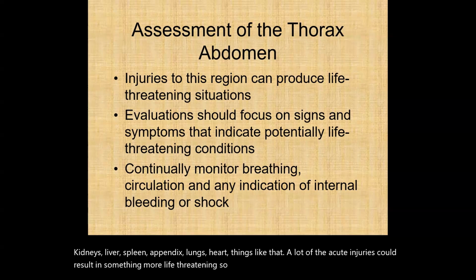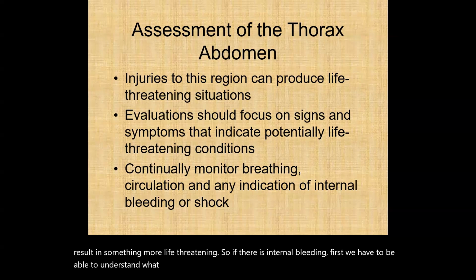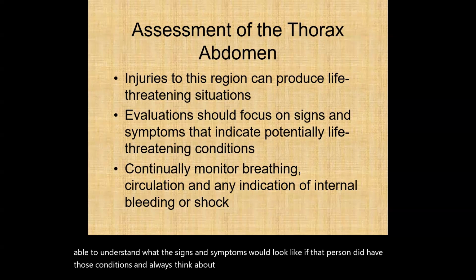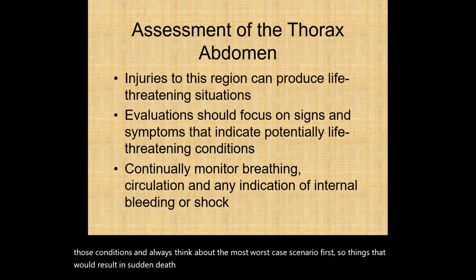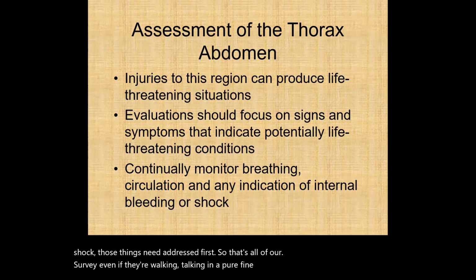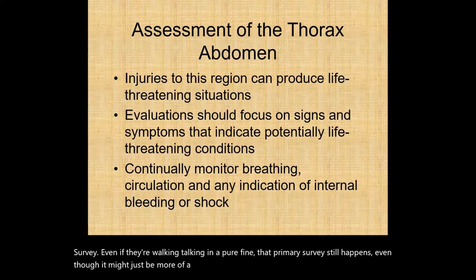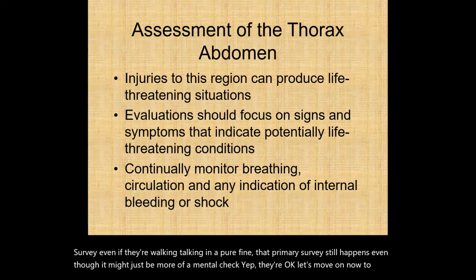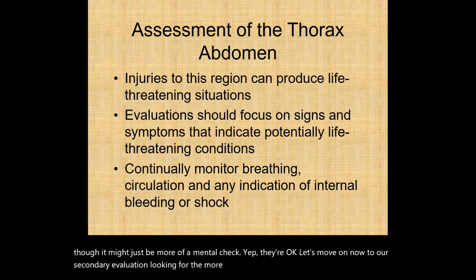So if there is internal bleeding, first we have to be able to understand what the signs and symptoms would look like if that person did have those conditions, and always think about the most worst case scenario first. So things that would result in sudden death, issues with airway, breathing, circulation, severe bleeding, shock, those things need addressed first. So that's all of our primary survey. Even if they're walking, talking, and appear fine, that primary survey still happens, even though it might just be more of a mental check. Yep, they're okay. Let's move on now to our secondary evaluation, looking for the more orthopedic things and things like that.